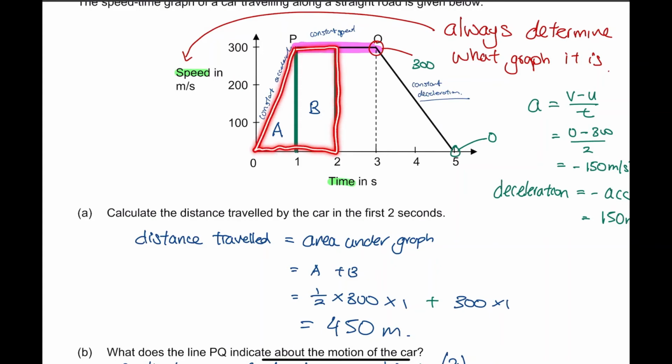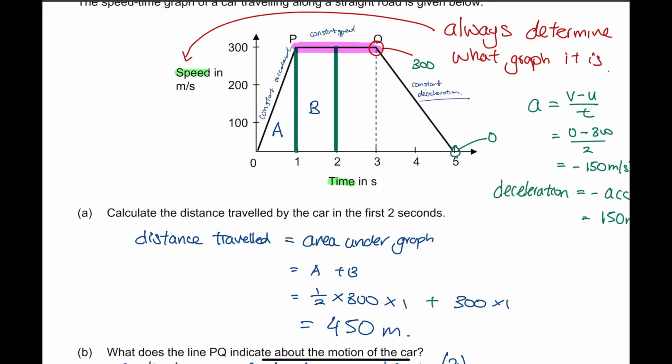Okay, this is a trapezium. I honestly don't like to memorize the trapezium formula. For you, you just need to memorize that it's the area under the graph, and I'd like you to break it up into 2 parts. The first part is a triangle. I represented it by a letter A. For A, we know that the base is 1, the height is 300. So therefore, it is half times 300 times 1. This gives me the area of the triangle A.